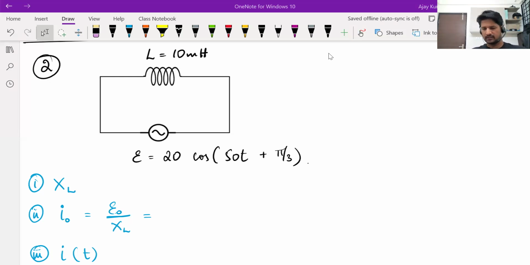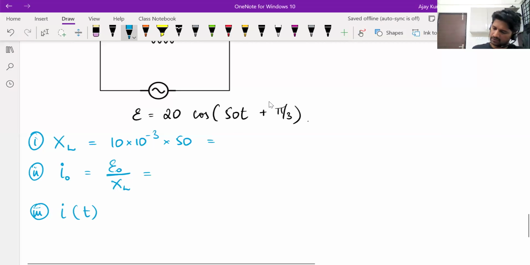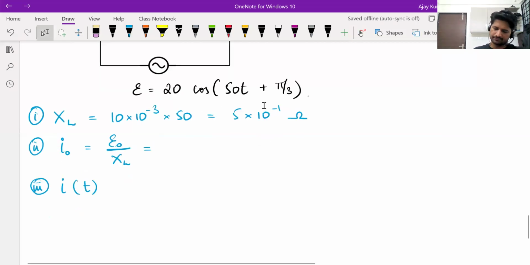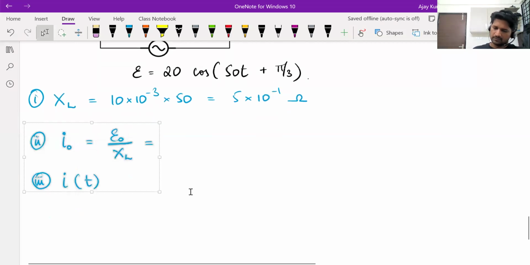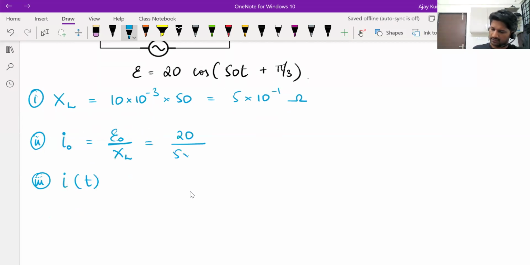What is the formula for inductive reactance, XL? Sir, L omega. L omega, correct. L here is 10 millihenry. Milli is a factor of 10 power minus 3. Omega is 50. So 500 into 10 power minus 3. Fine. You can write 5 into 10 power minus 1. Unit will be ohms. Next, peak value of current. Directly from the formula you can tell. Peak value of EMF is 20 divided by 5 into 10 power minus 1. Becomes 40.